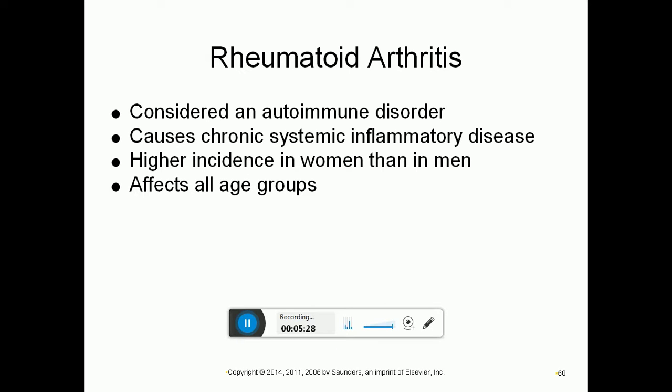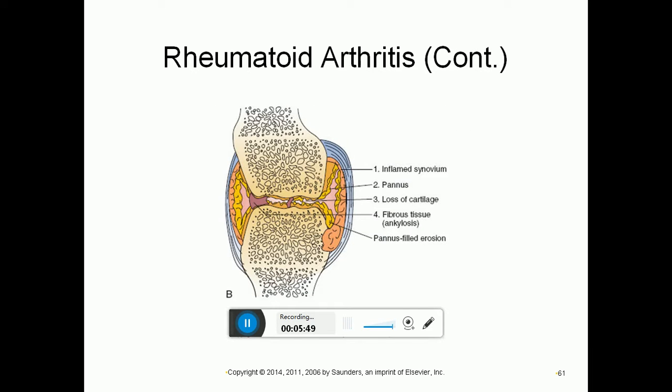Rheumatoid arthritis is an autoimmune disorder. It is a chronic inflammatory disease, which sometimes is systemic, meaning that it affects joints and other parts of the body. There is a higher incidence in females. It can affect all age groups, but it tends to be more common in middle-aged females.